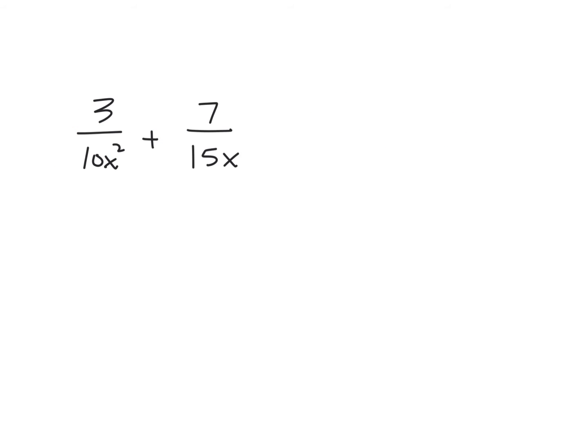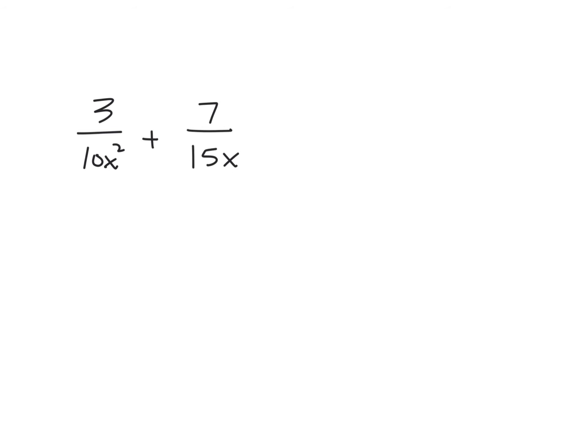All right, so we'll just jump into an example. We've got 3 over 10x squared plus 7 over 15x. In this case, both of my denominators are loners. I don't have any groups. So you have to look at these things separately.